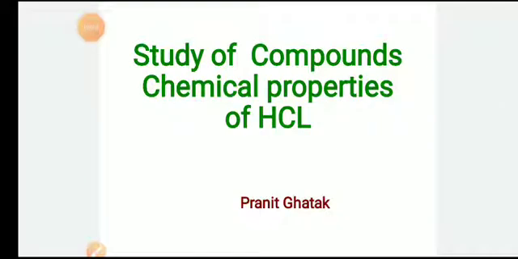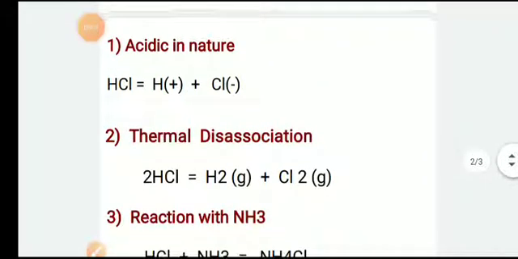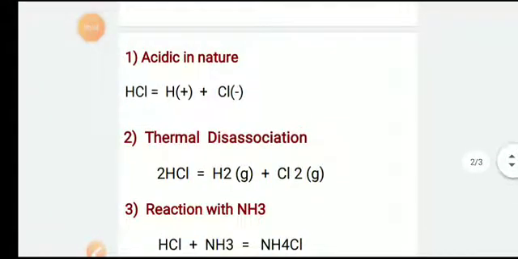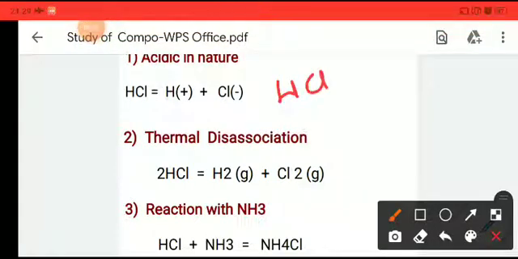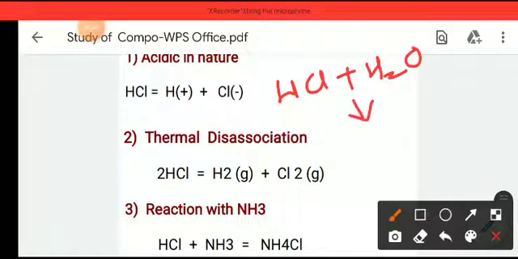In today's lecture, we're going to see the chemical reactions of HCl. Okay, so let's begin. The first chemical property is the acidic nature of HCl. As we know, when HCl is dissolved in water, it forms hydrochloric acid, and it is highly soluble. HCl gas is very much soluble in water, that is why it will form a hydrochloric acid solution in water.